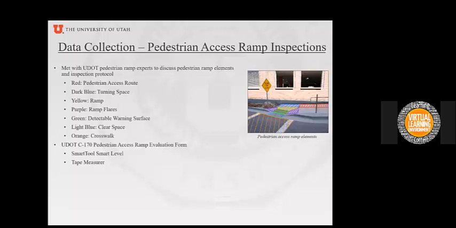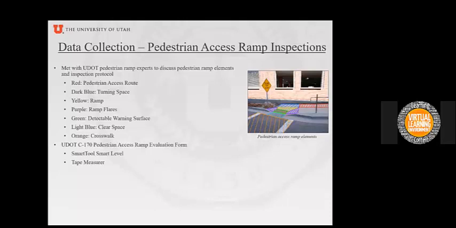What they do is they go out into the field with a smart level, which measures slopes essentially, and a tape measure. They have to measure different cross slopes, which is perpendicular to the direction of travel, and running slopes, which is in the direction of travel, for each one of these pedestrian access ramp components. And these measured slopes have to be within the given tolerances from this UDOT C170 evaluation form in order for the pedestrian access ramp to be considered passing.